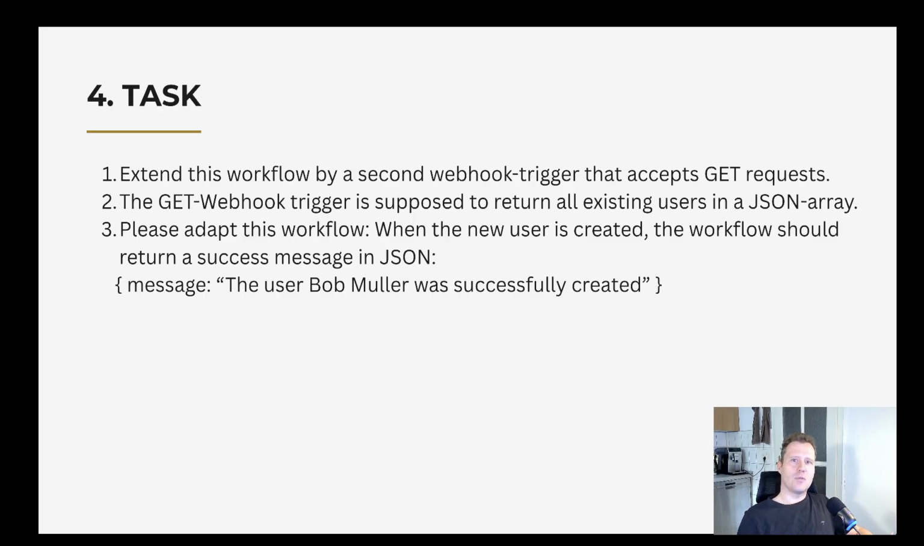Welcome to the task. So first of all, please extend this workflow by a second webhook trigger that accepts GET requests. And this GET webhook trigger is supposed to return all existing users in a JSON array. And then last, please adapt this workflow so that when a new user is created, the workflow should return a success message in JSON that could, for example, look like this. So have fun, and you may pause the video now until we compare the solutions.